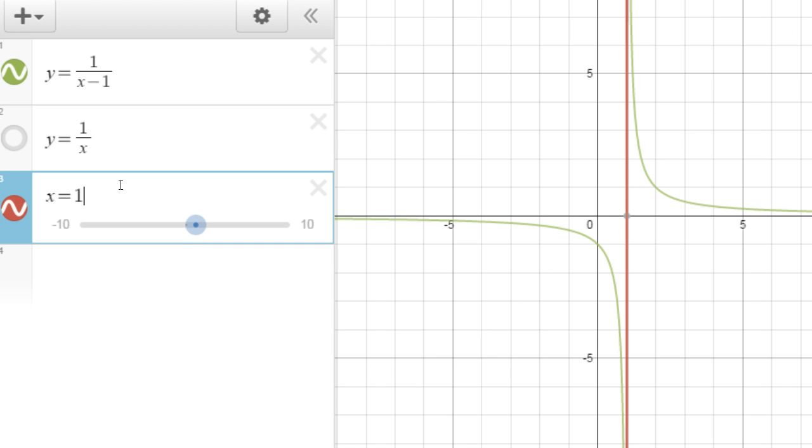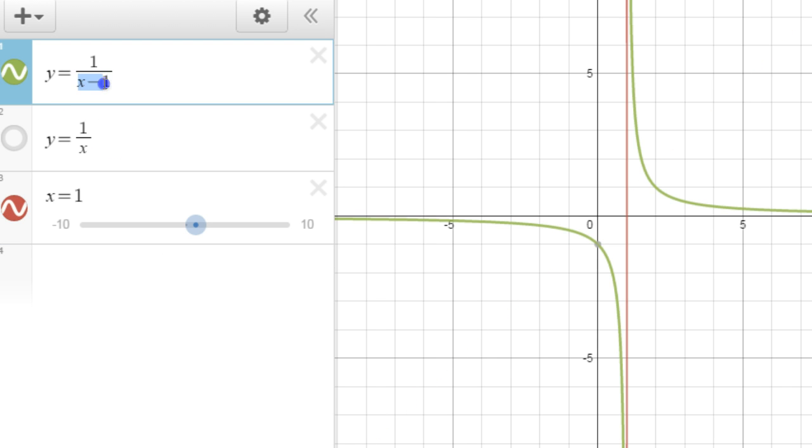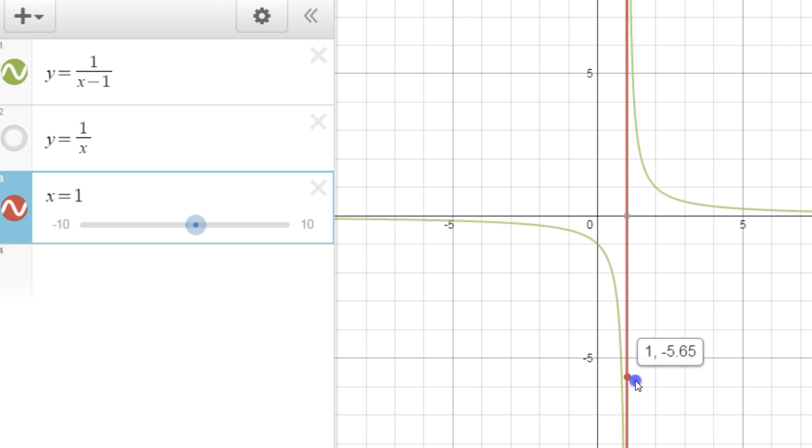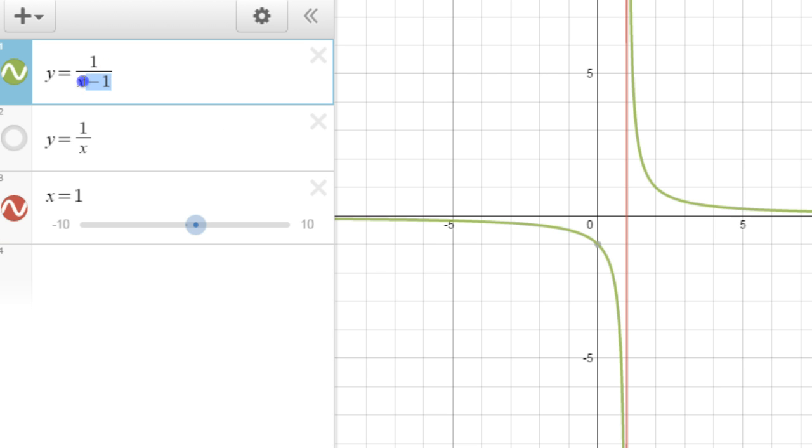If I also graph x equals 1, notice that in my denominator, if I plug in a 1, I'm going to get an undefined function. So I don't want to plug in 1. This is what we would call an asymptote: a line that goes right here and represents the restrictions on the values of the variables you can plug in.